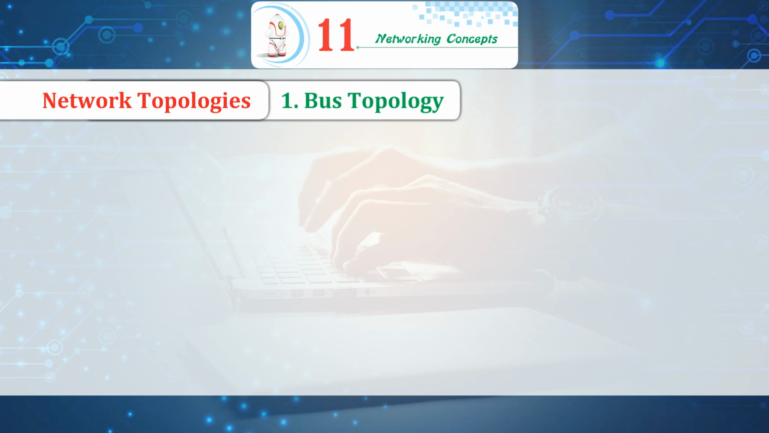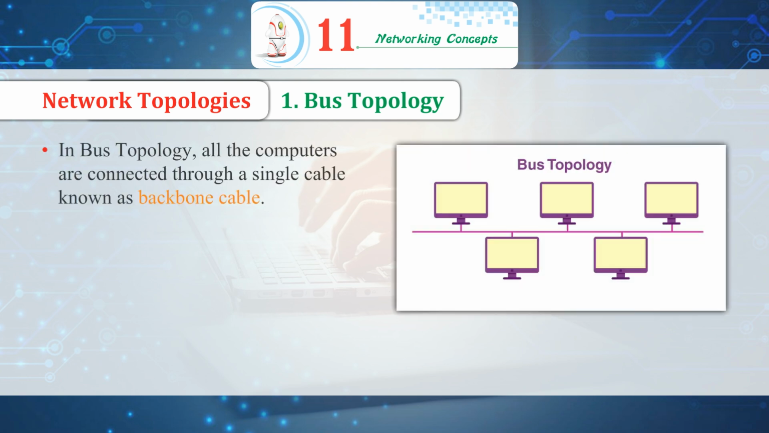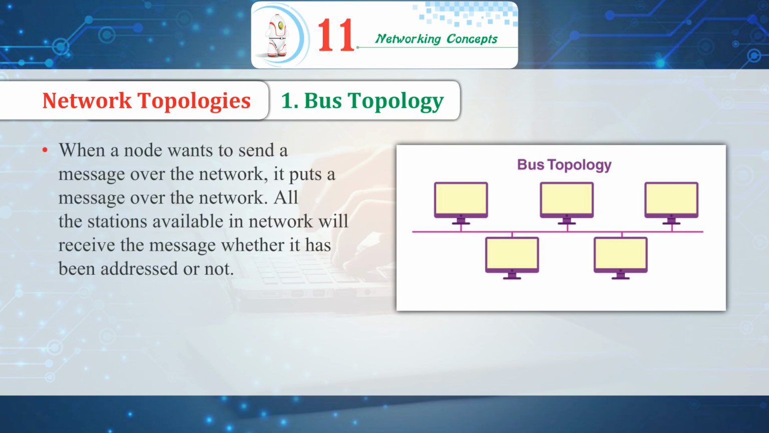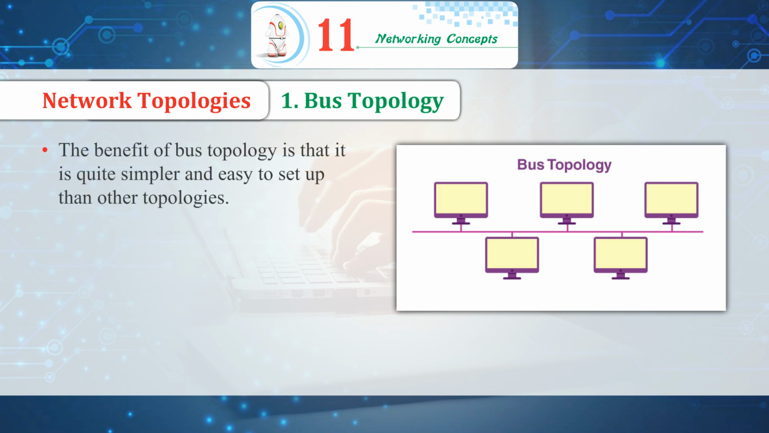1. Bus topology. In bus topology, all the computers are connected through a single cable known as backbone cable. When a node wants to send a message over the network, it puts the message on the network. All the stations available in the network will receive the message whether it has been addressed to them or not. The benefit of bus topology is that it is quite simple and easier to set up than other topologies.